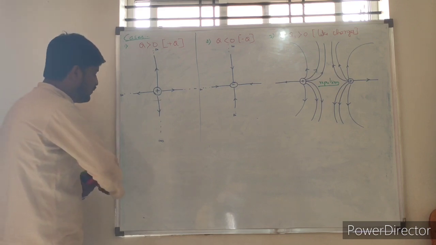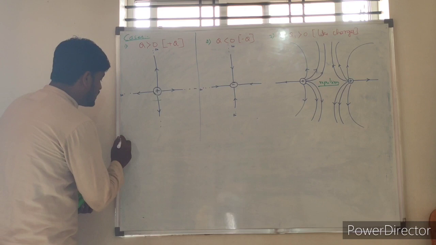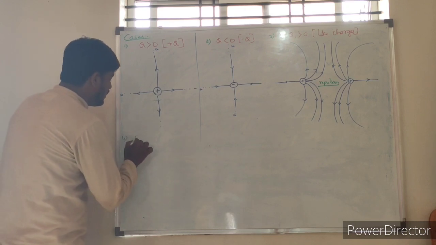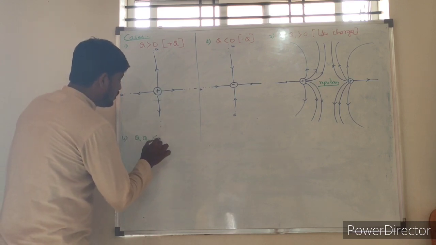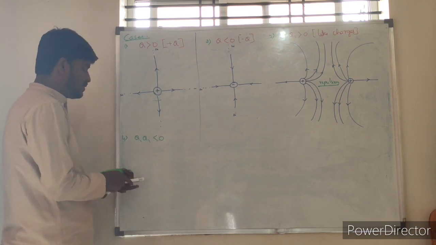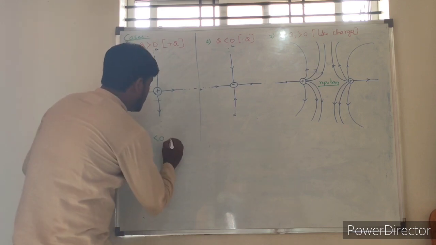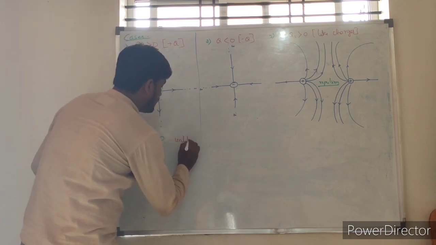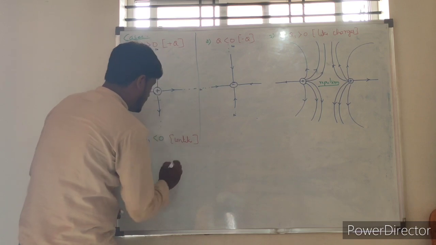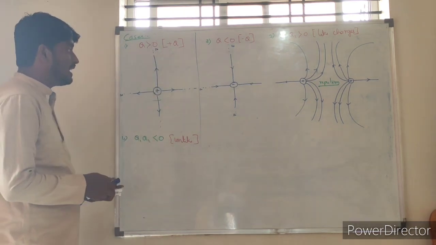Then if you go for case 4, case 4 says that Q1 Q2 is less than 0. If Q1 Q2 is less than 0, obviously you will come to know that it is what? Unlike charges. Unlike charges means what? They attract each other. Unlike charges attract each other, so we can draw the electric lines of force.